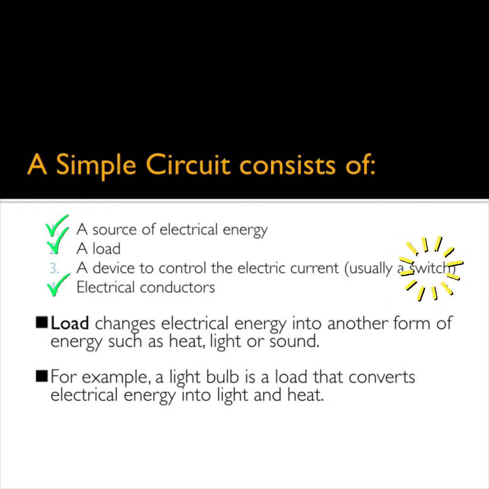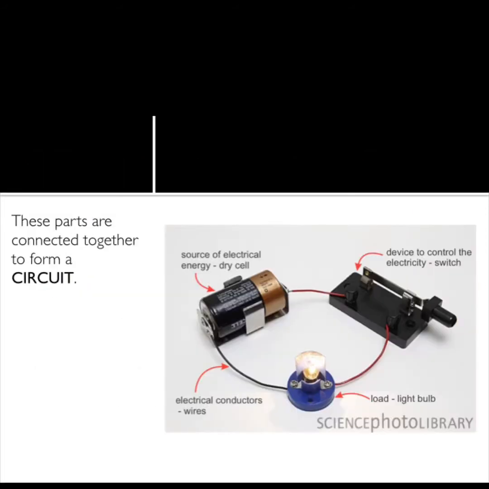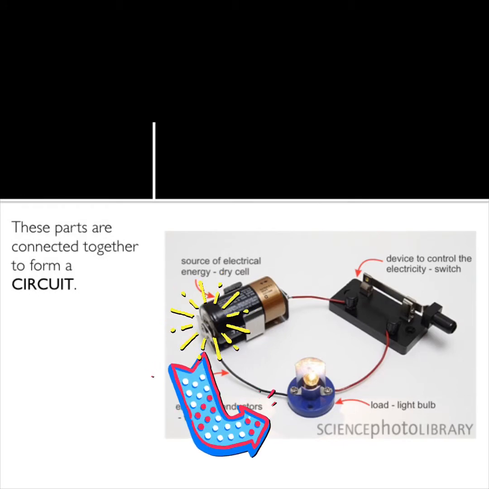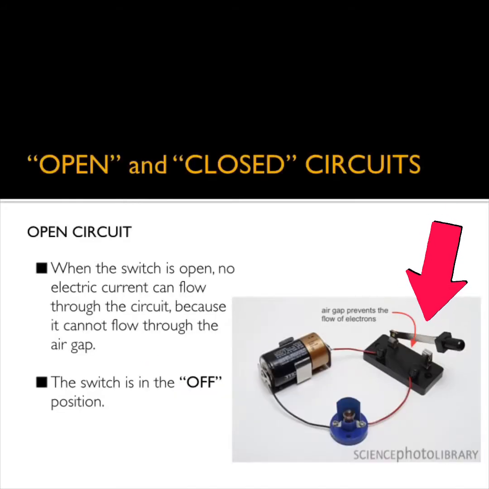It is also useful to have a device to control the electric current, usually a switch. These parts are connected together to form a circuit, which is an unbroken path for the electrons to flow from the negative end of the battery through the light bulb, through the switch to the positive end of the battery. The switch is a control device which allows for open and closed circuits.